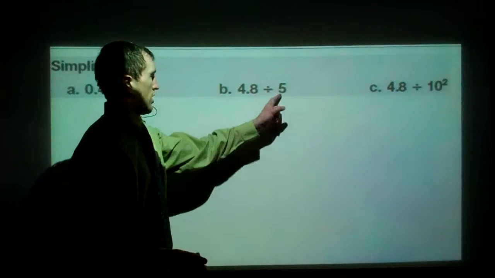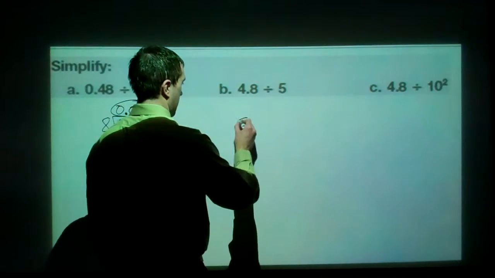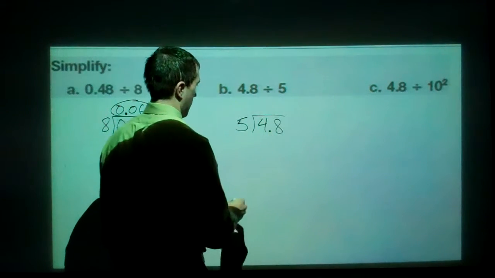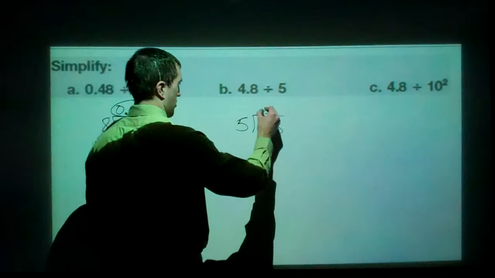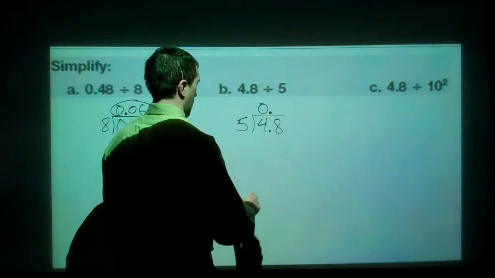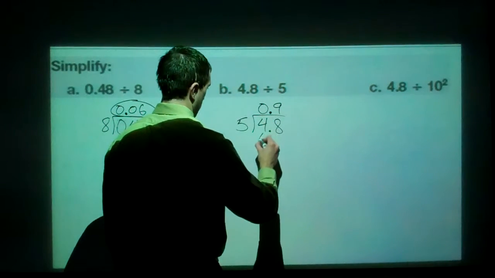Alright, so now we're going to do 4.8 divided by 5. 5 goes on the outside, that's your divisor. 4.8. Alright, 5 goes into 4 0 times. Bring your decimal up. 5 goes into 48 9 times. So 9 times 5 is 45.